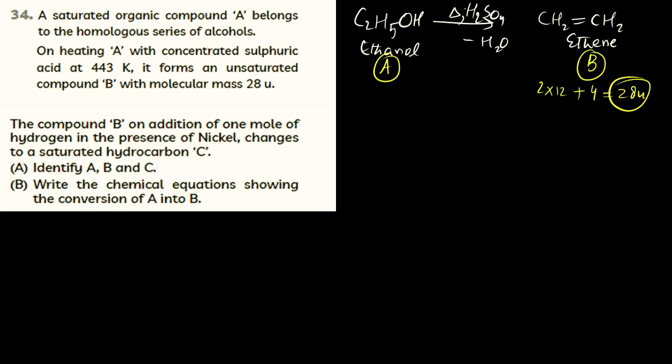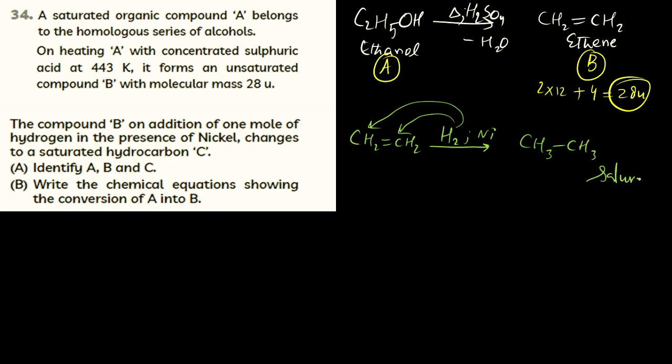Moving ahead, we have been given some conditions over here. Compound B, that's ethene, CH2=CH2, is being reacted with 1 mole of hydrogen gas in presence of nickel as catalyst. What we get is a saturated compound C. Yes, hydrogen will get added across the double bond, so it will convert it into CH3-CH3. This is a saturated compound and it is ethane.